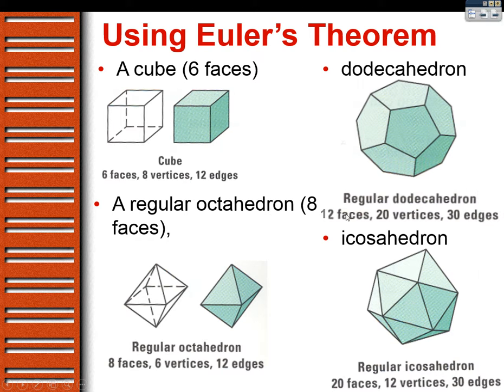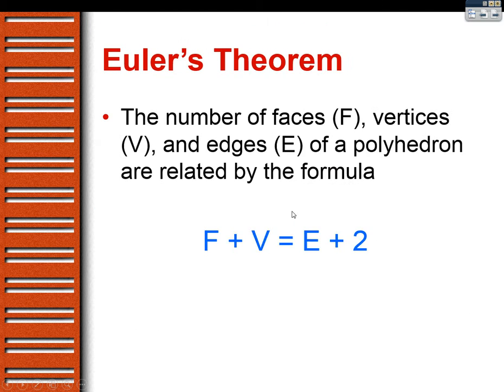Regular dodecahedron. Faces and vertices add up to 32, so 30 edges. 30 plus 2. It always works. So this is Euler's theorem then, right? So the number of faces F, vertices V, and edges E is always given to us by that formula.